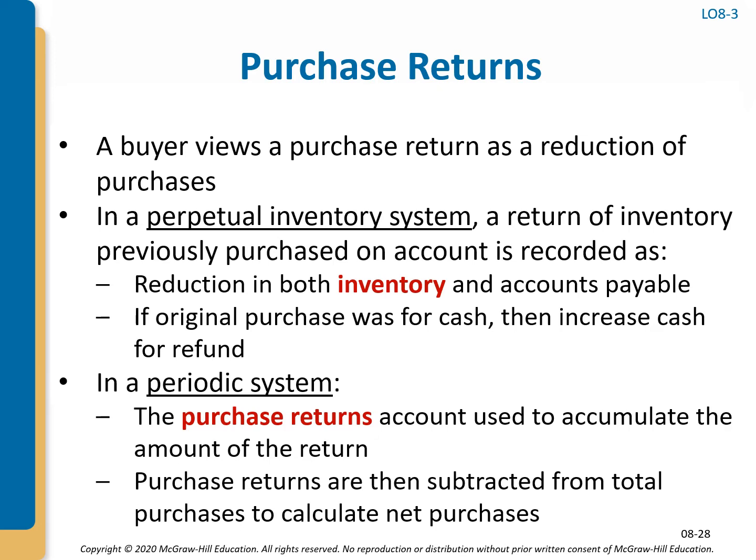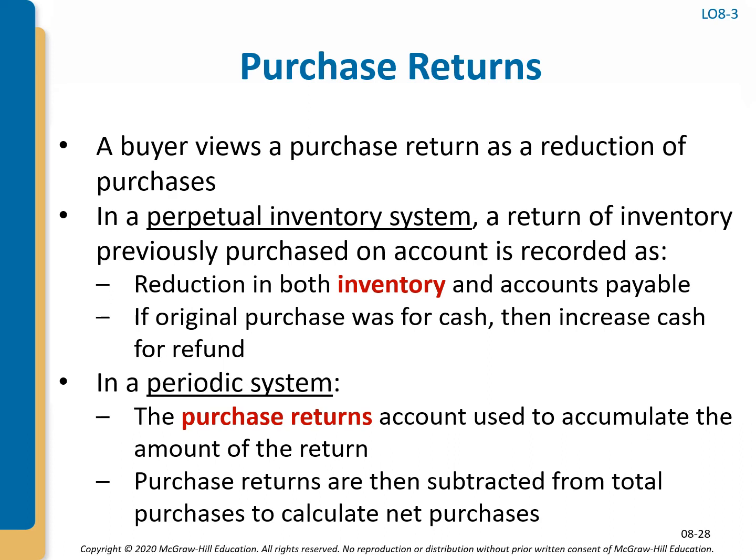A buyer views a purchase return as a reduction of purchases. So if you buy something worth $100,000 and you return $10,000 worth of that, it reduces your purchases to $90,000. In a perpetual inventory system, purchases are added directly to inventory, and because that is the case, when you have a purchase return, we reduce inventory. If the item was initially purchased on account, we also reduce accounts payable. If it was purchased for cash, then we get a cash refund that increases the cash account.